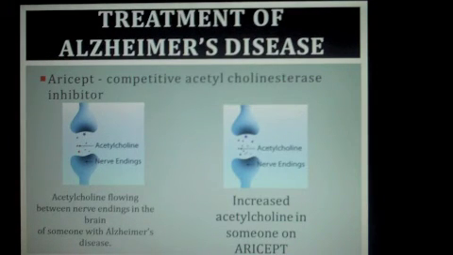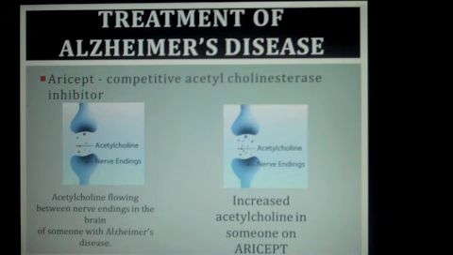A form of treatment for Alzheimer's disease is the tablet donepezil, most commonly known as Aricept. Aricept is a competitive acetylcholinesterase inhibitor. Because it is a competitive inhibitor, its effects are reversible and not permanent. Therefore, taking the drug is an ongoing treatment.